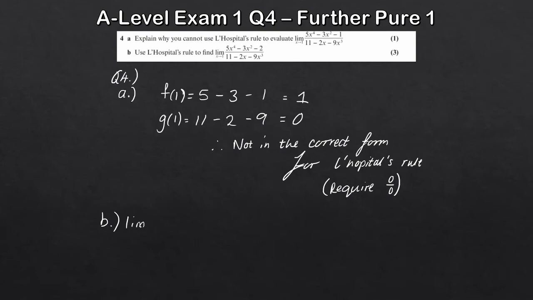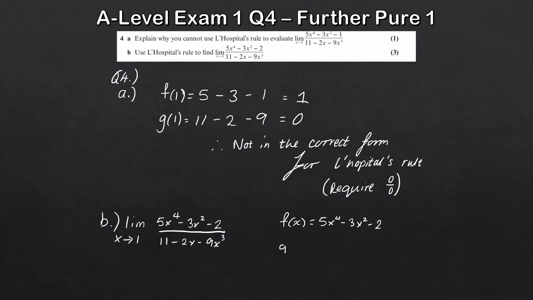So it's the limit as x tends to 1 of 5x to the 4 minus 3x squared minus 2 over 11 minus 2x minus 9x cubed. First thing I always do is I split this up into two functions, kind of like how we did here. f of x, so that's my numerator, minus 2, and then my g of x is my denominator. That's 11 minus 2x.